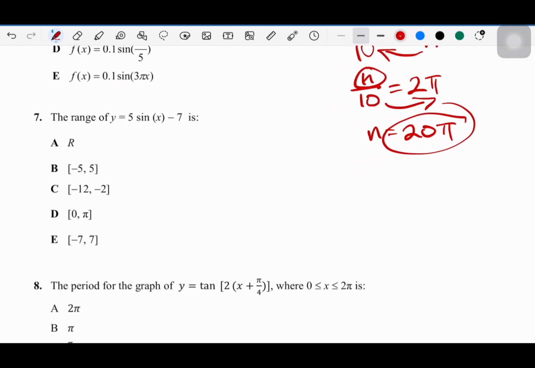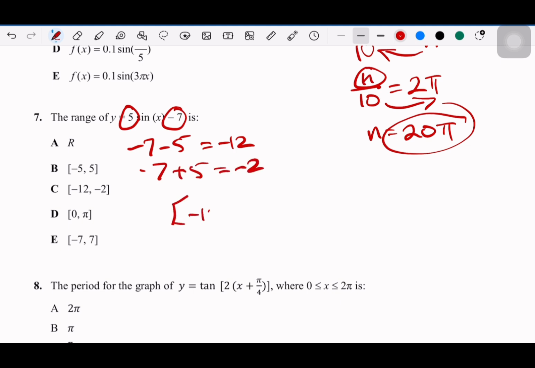Here it's asking you to find the range, which is very straightforward, and it's always going to be the same. The range of this equation is always this number plus and minus this number. So -7 minus 5 equals -12, and -7 plus 5 equals -2. That gives us -12 and -2 included. So our answer is going to be C.